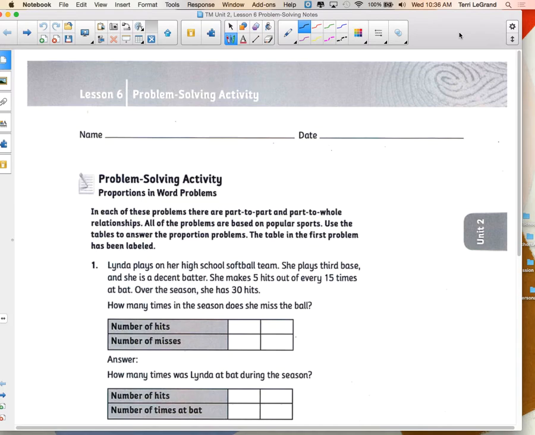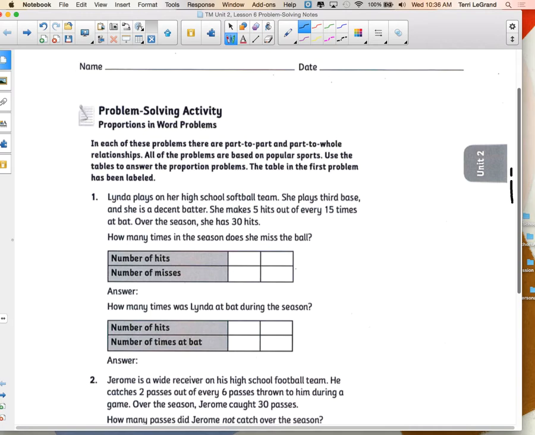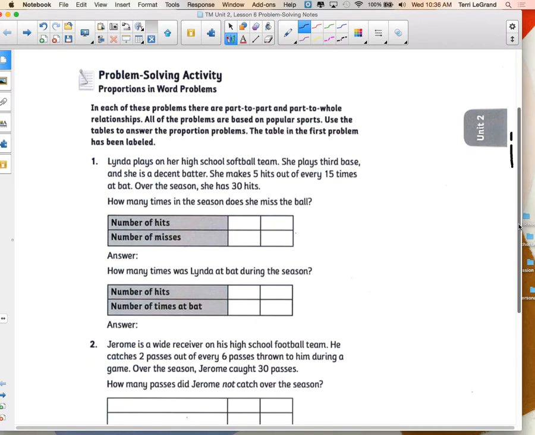Okay, so we're going to work with this first one here, which says that we have Linda, who plays on her high school softball team. She plays third base and is a decent batter. Okay, does any of that give us any mathematical information at this point? No, it's just part of the story, isn't it? Sometimes in the story they also give us some information we just don't really need to be able to get the math problem solved.